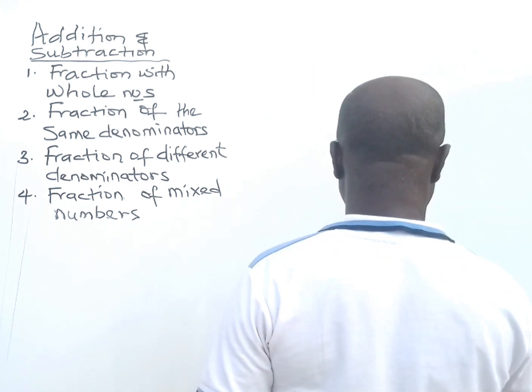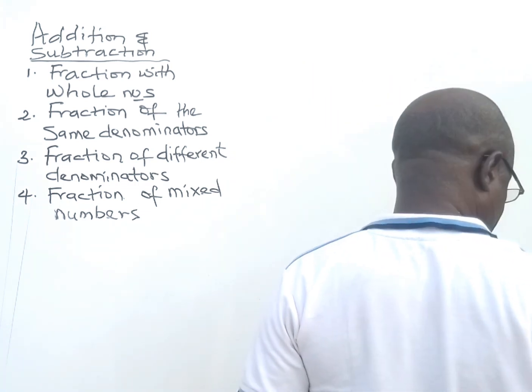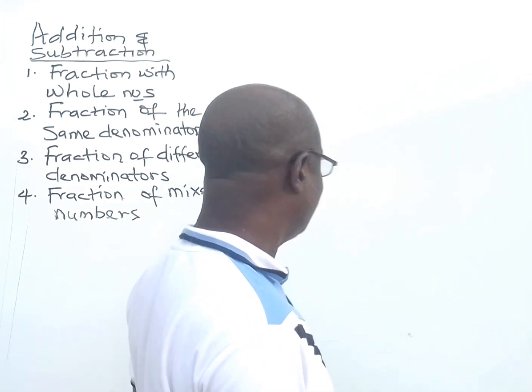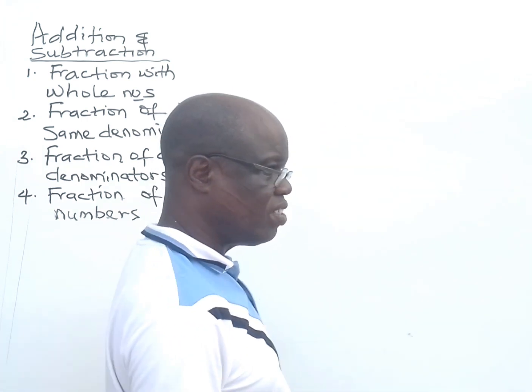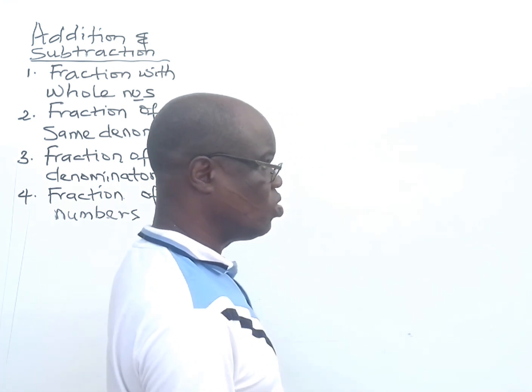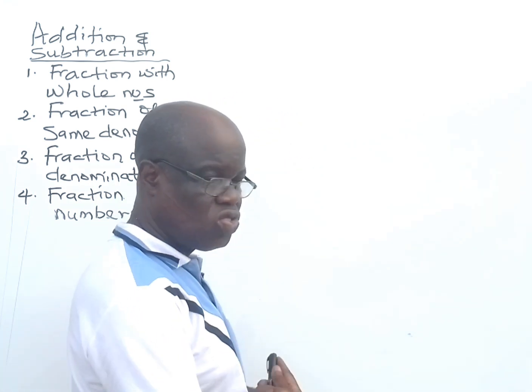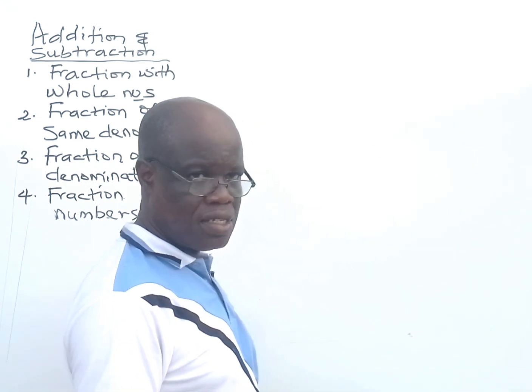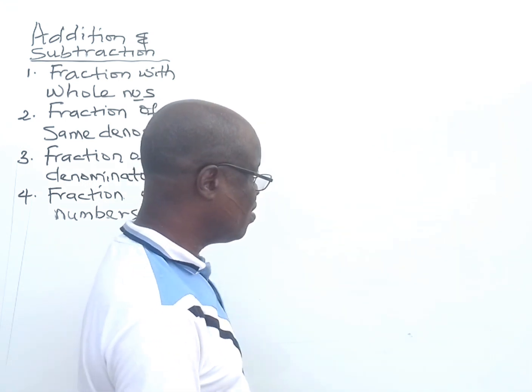How do you add fractions of different denominators? If you are adding fractions of different denominators, what do you do? But before we do that, we should also look at how do we subtract fractions of the same denominator.